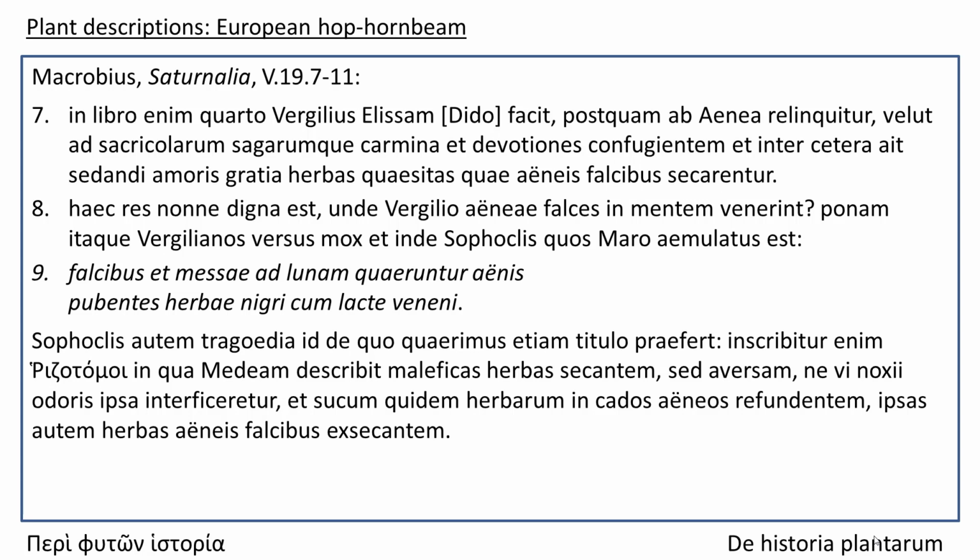Sophocles' tragedy even has in its title the subject of our inquiry, for it's called Rhizotomoi, root cutters. In this play, he describes Medea cutting poisonous herbs with her head averted lest she herself be killed by the force of their noxious odor. She pours the herbs' juice into bronze casks and cuts the herbs themselves with bronze blades.